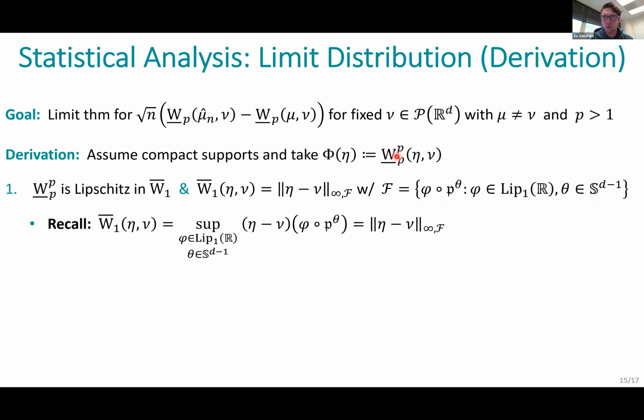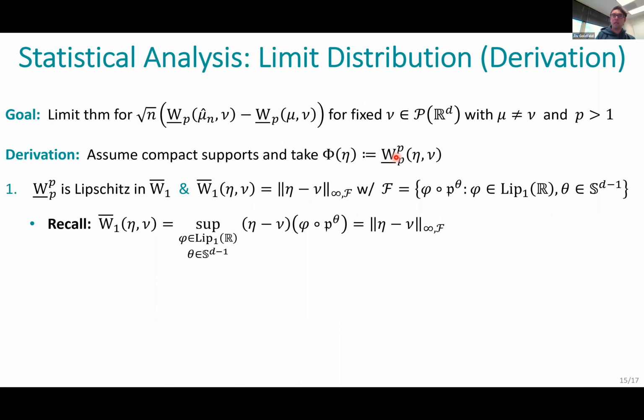In a minute, I'll tell you how to remove this p's power and get just a limit theorem. Okay. The p's power is not consequential. On compact domains, you can understand that if the original one is Lipschitz, then also the p's power is. So that's ingredient number one.